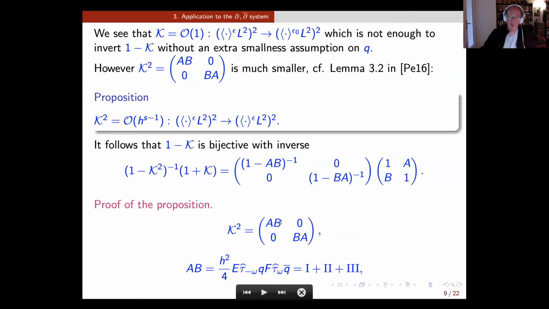So I look at k squared. The k squared you compute, it's this matrix here. And now you recall the definition of A and B. So A is this operator here multiplied by h over 2. And B is this operator multiplied by h over 2. So I get this expression here. And now I split this into 3 terms by putting in the cutoff functions on the H Fourier transform side.